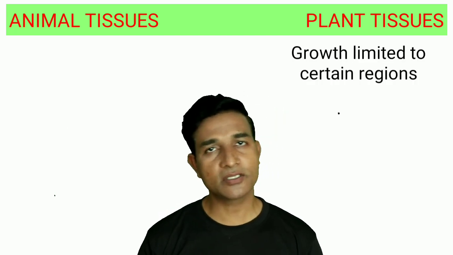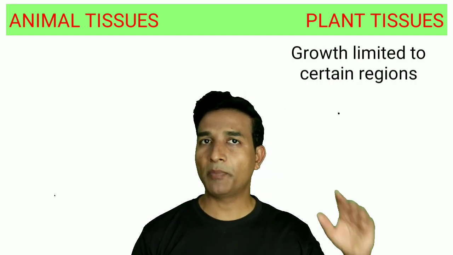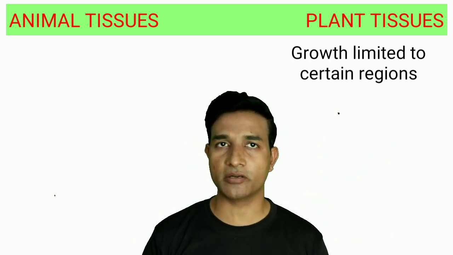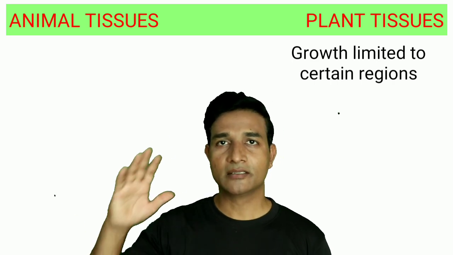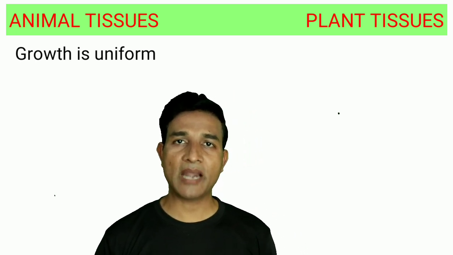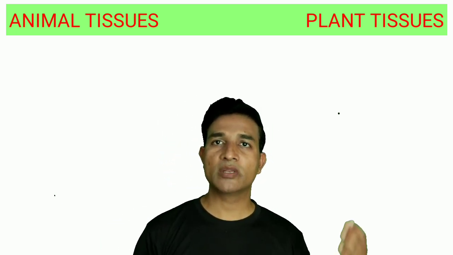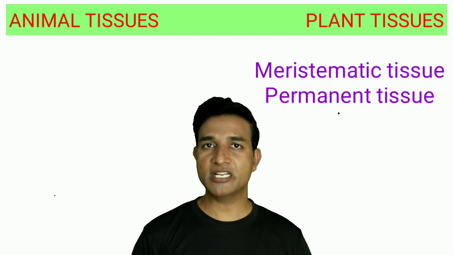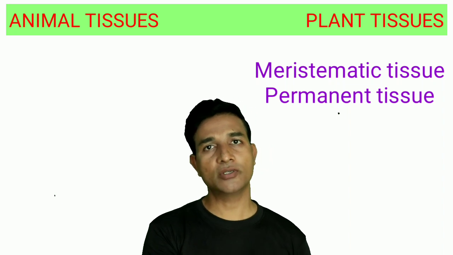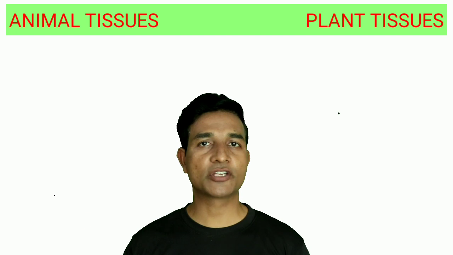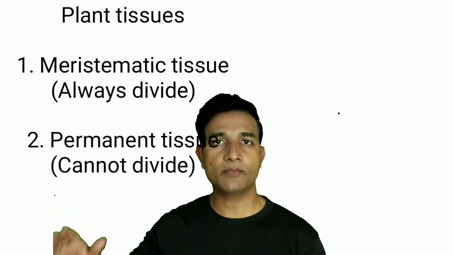Because of that, they consume more energy and you can find more cells which are living. And another big difference is the pattern of growth. In the plants, you can see limited growth at a certain region, but in animals the growth is uniform. And in the plants, based on the division, we can classify the tissues into meristematic tissue and permanent tissues, that is dividing tissues and non-dividing tissues. But in animals there is uniform division of cells, so there is no such demarcation. Now we come to plant tissues.